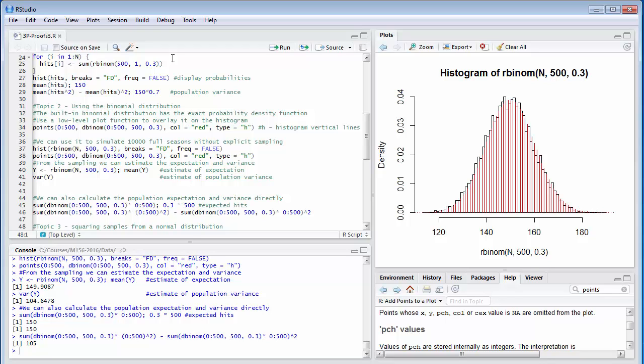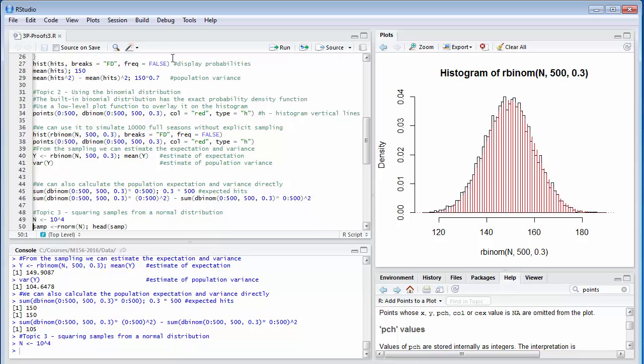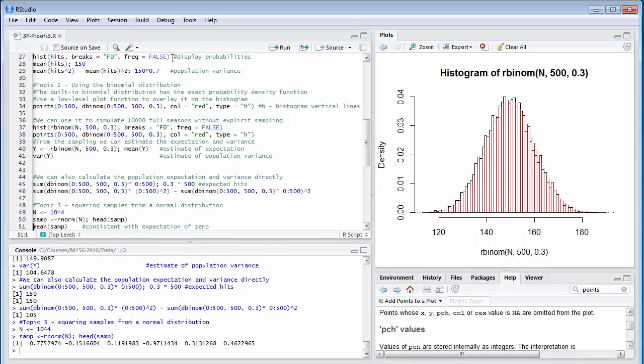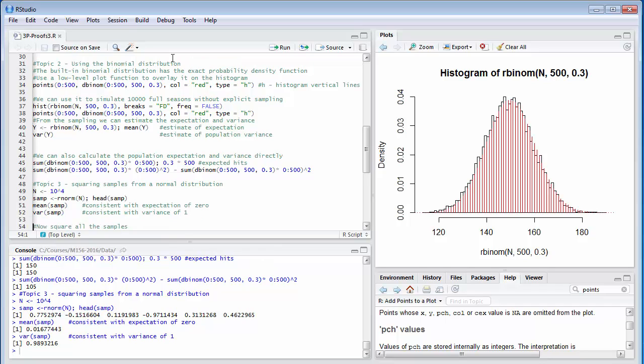Now let's look at the interesting issue of what happens when you square samples from a normal distribution. So I will get 10,000 samples from a normal distribution. There's the first six just to look at them. If I take the mean of these samples, not surprisingly, I get something that's very close to zero. And if I get the sample variance, I get something that is fairly close to one.